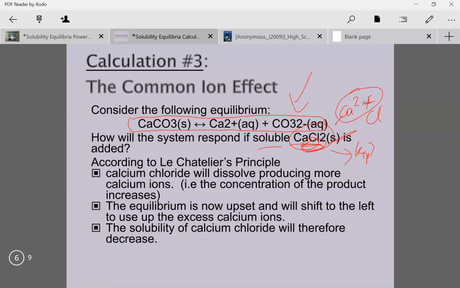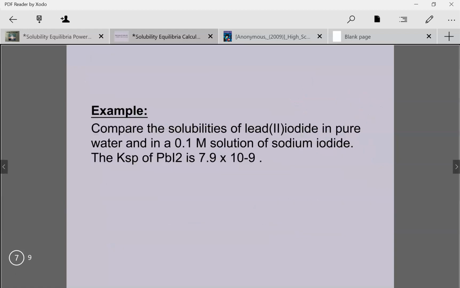But calcium 2+ added will increase the concentration of calcium ions, which will shift the equation to the left, and that therefore decreases my solubility, right? Going to the left means I'm increasing my solid, which means I'm decreasing my solubility, because solubility is defined as how many ions are produced in solution. So shifting a reaction to the left will cause precipitate to form, which means my solubility is decreasing. Again, adding one of the products means that my reaction goes to the left. That's essentially the common ion effect, right?